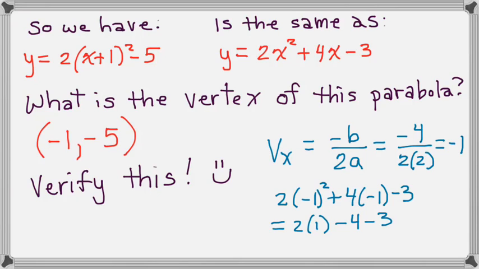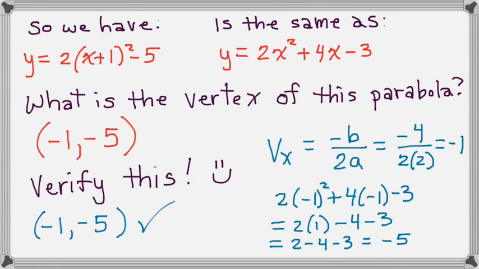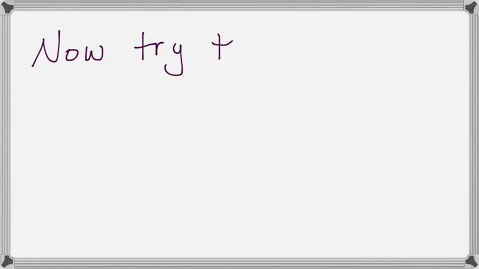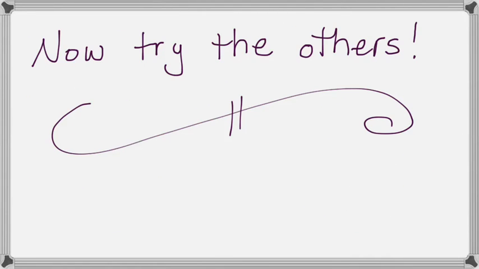And that simplifies because (-1) squared is positive 1. And then we multiply, and then we subtract, and we get -5, exactly what we expected. So we see that (-1, -5) checks, comes out as the vertex of the other equation as well. It will always do that if you complete the square correctly. Okay, so now try the others. I'm sure you can do it.